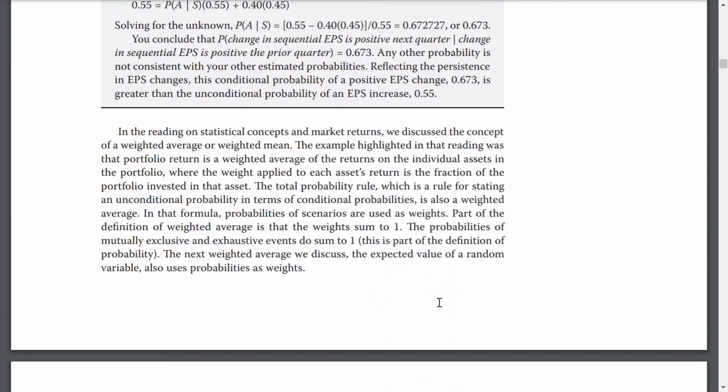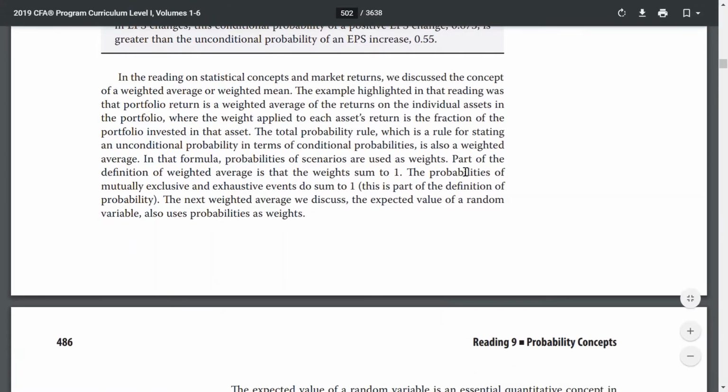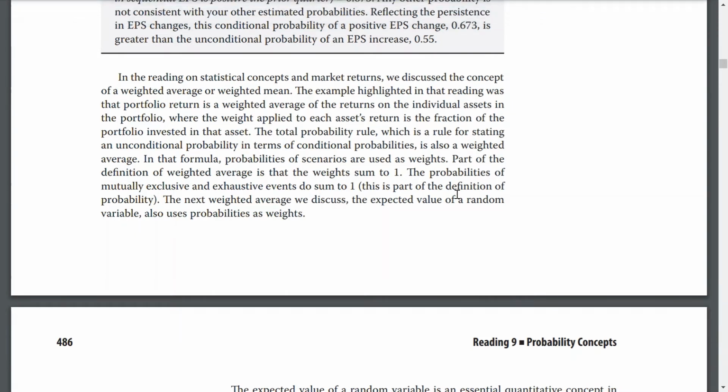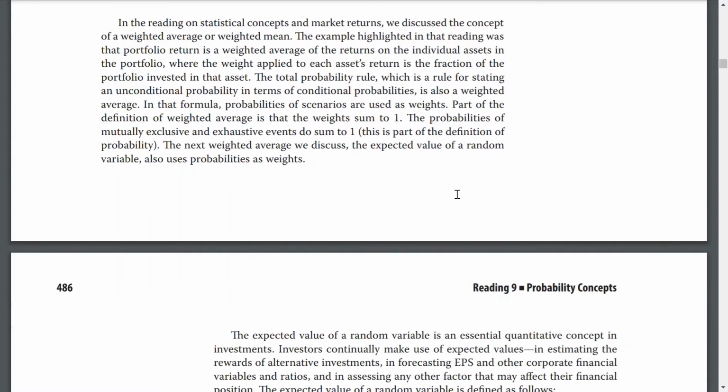In this reading on statistical concepts and market returns, we discussed the concept of a weighted average, or weighted mean. The example highlighted in the reading was that portfolio return is a weighted average of the returns on the individual assets in the portfolio, where the weight applied to each asset's return is the fraction of the portfolio invested in the asset. The total probability rule, which is a rule for stating an unconditional probability in terms of conditional probabilities, is also a weighted average.